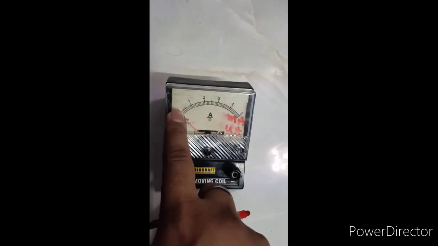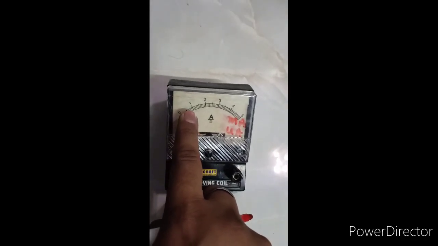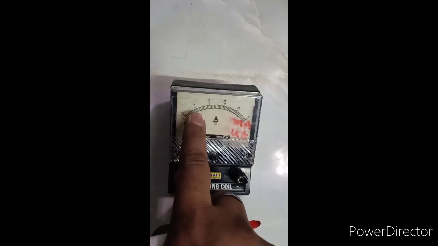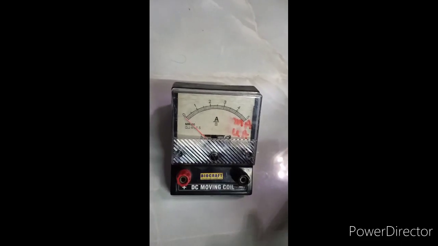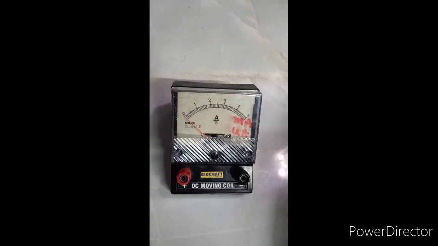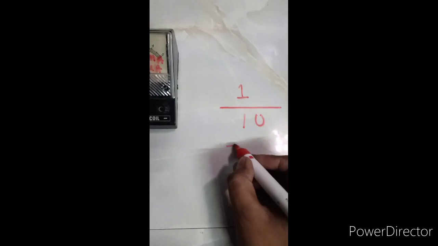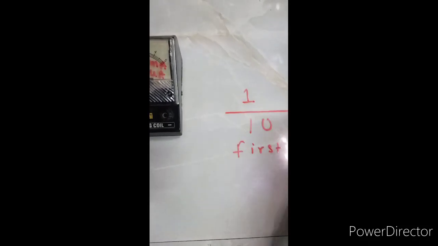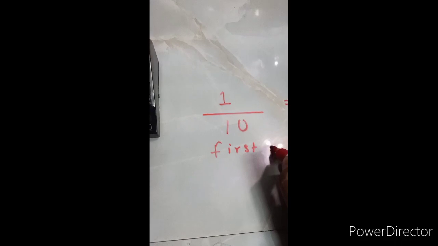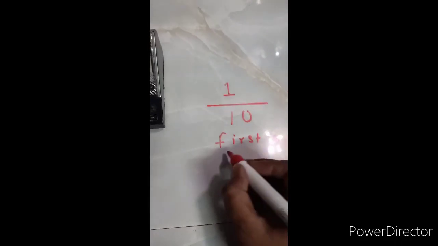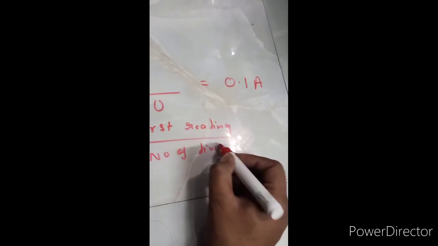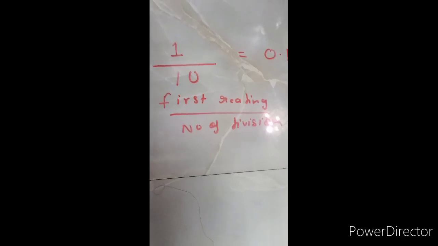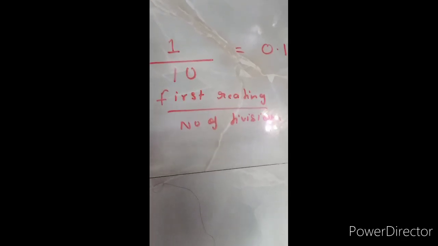So here the units are 0.1, 0.2, 0.3, 0.4, 0.5, 0.6, 0.7 and so on, 1, then 1.1, 1.2. You can find the reading of any meter by using this formula. The formula is: first reading divided by number of divisions. So use this simple formula. Just find the first reading.